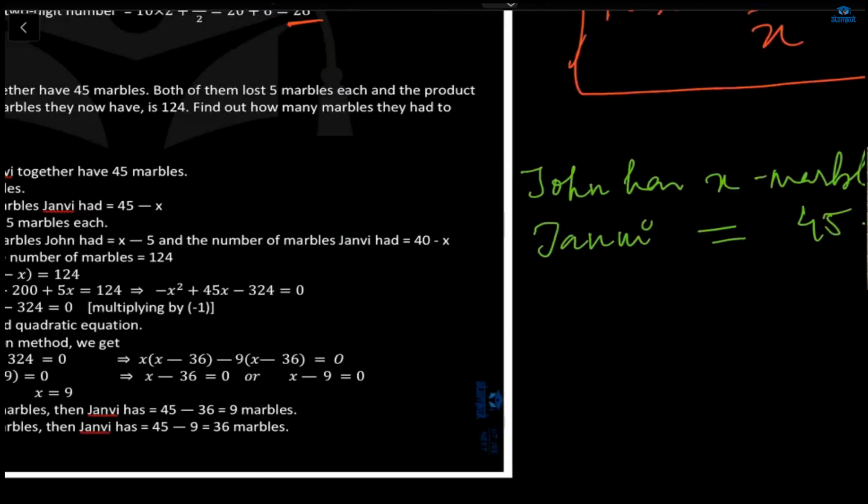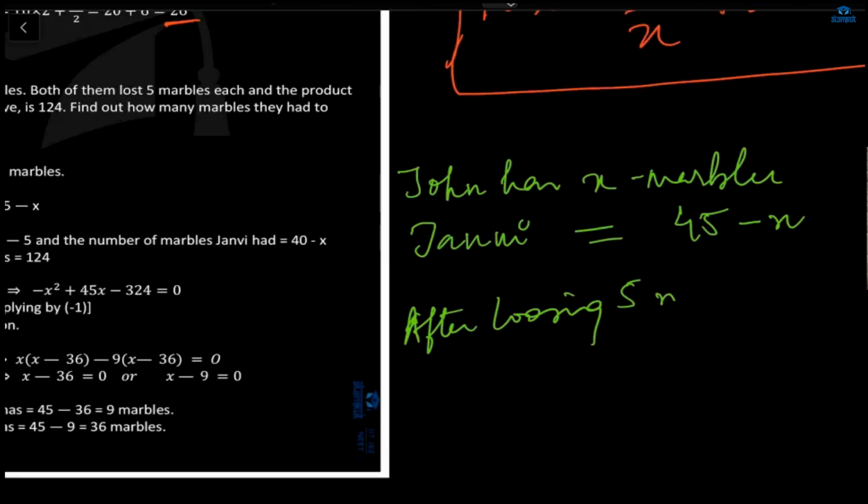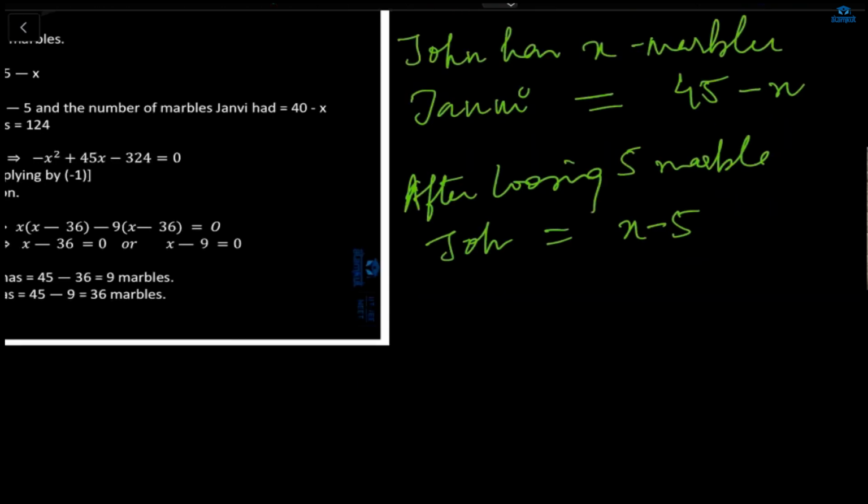Now both of them lost 5 marbles. So after losing 5 marbles, John will have X minus 5 marbles, and Janvi will have 45 minus X minus 5, so it will be 40 minus X marbles she will be having.